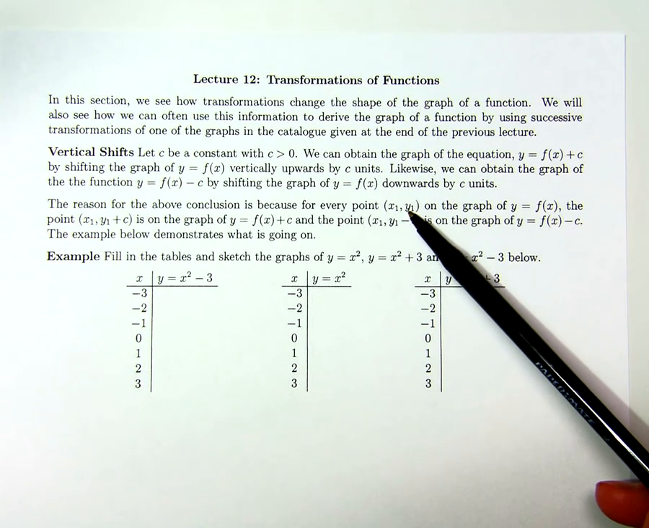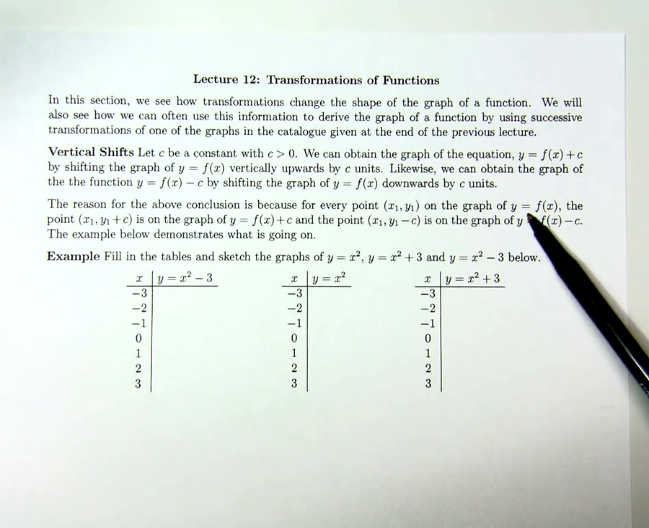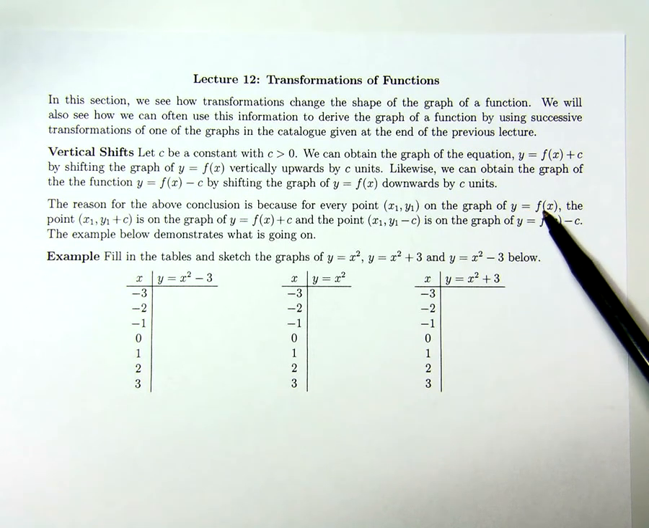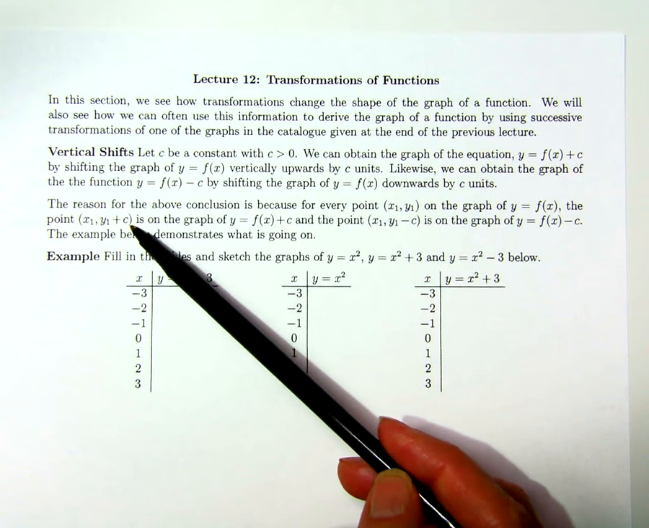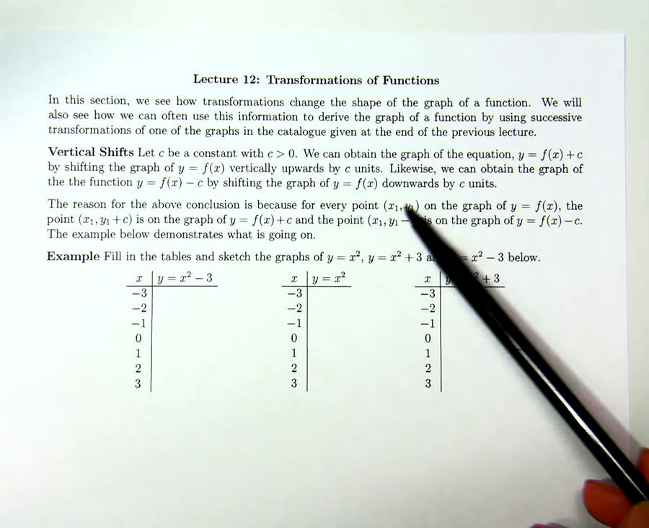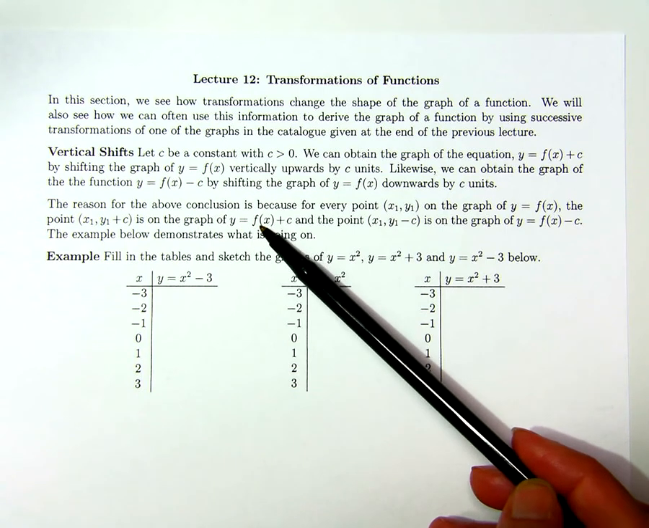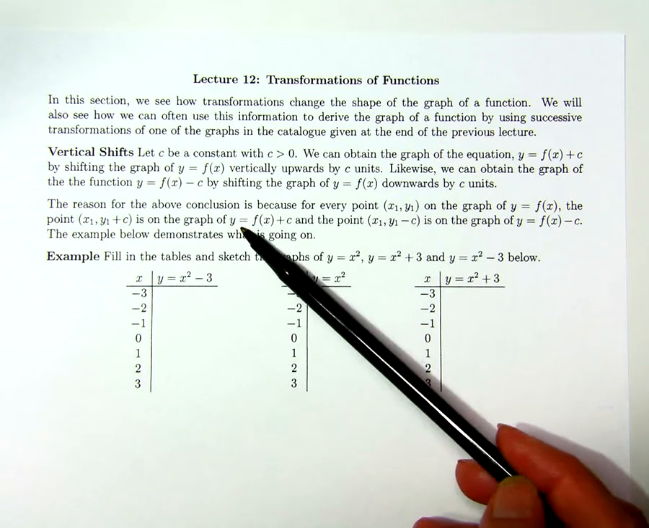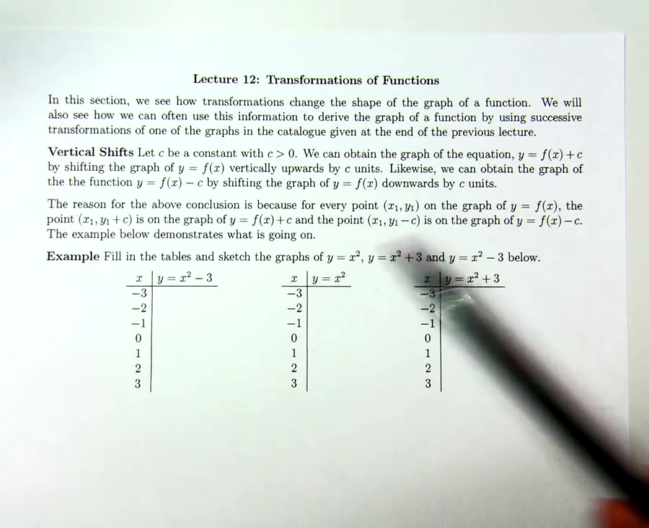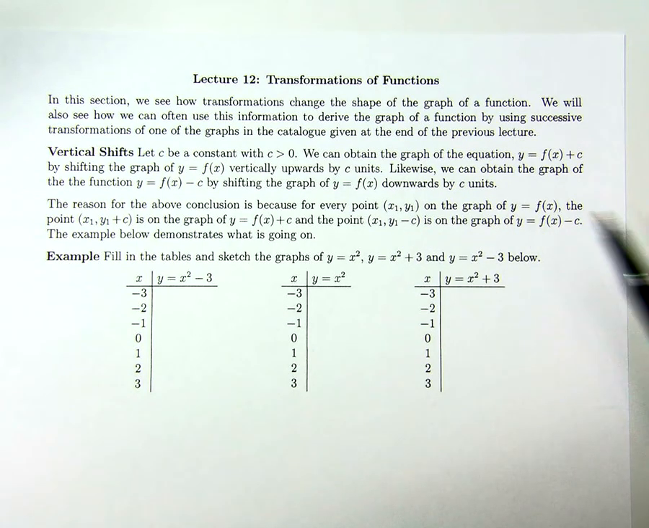The reason is because suppose (x1, y1) is a point on the graph of the original function y equals f of x. Then we have y1 equals f of x1. And then we have (x1, y1 plus c). This is a point which is vertically above it by c units, and must be on the graph y equals f of x plus c, because we have y1 plus c is f of x1 plus c, and likewise a similar thing is going on for f of x minus c.